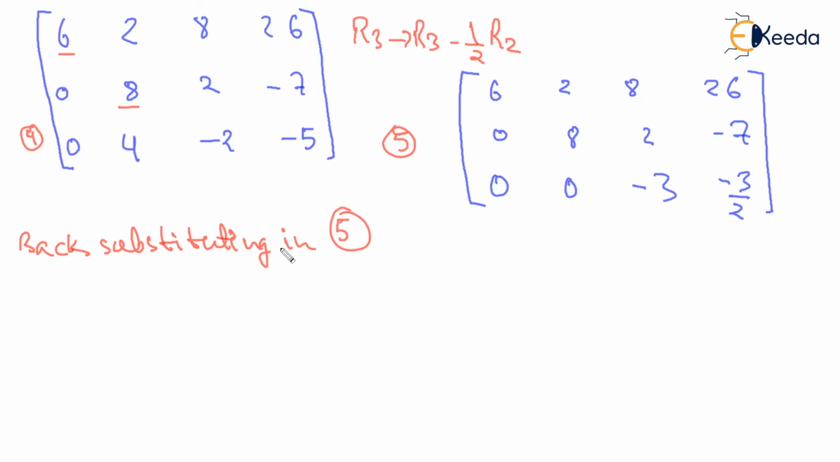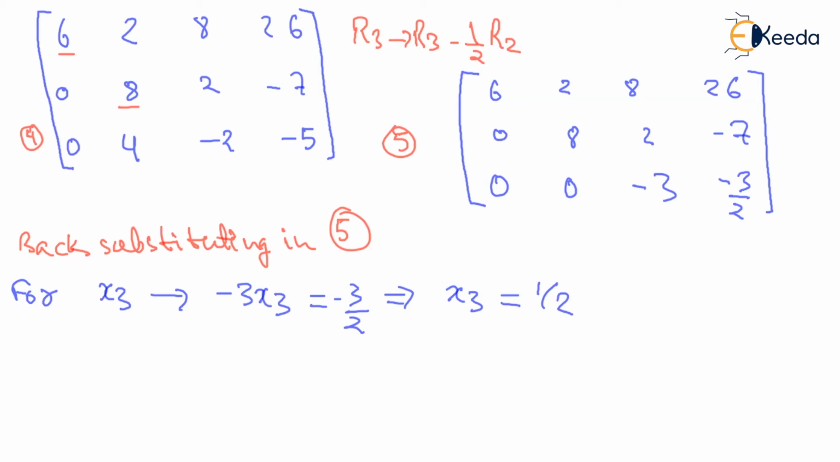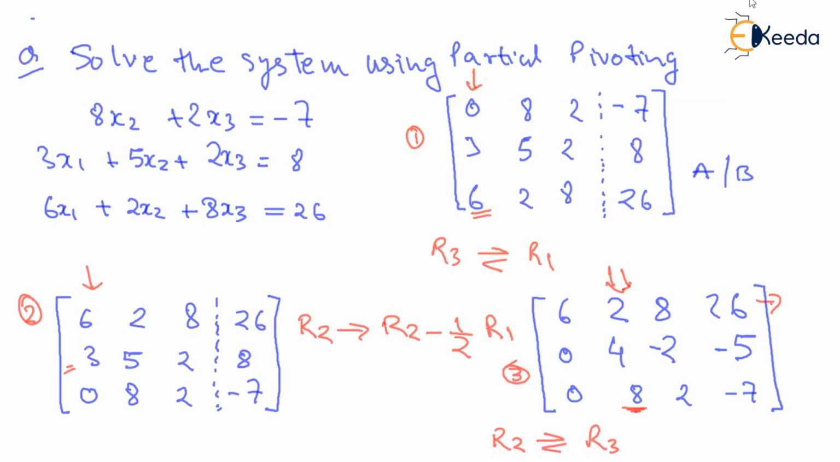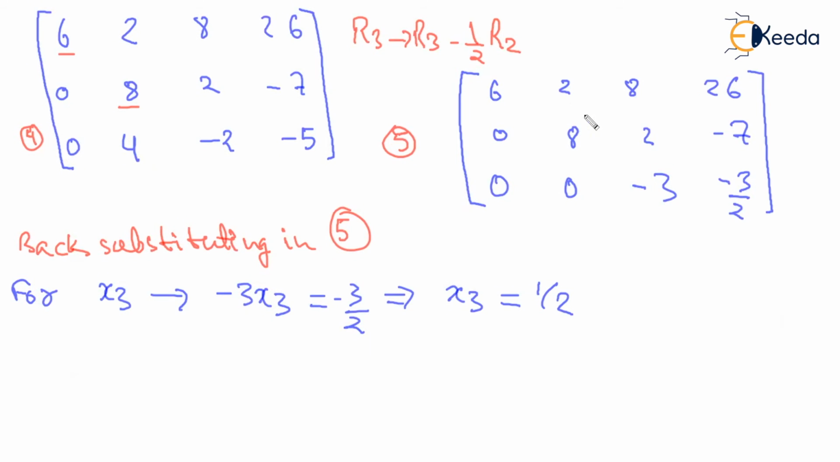In the fifth step, from the last equation we can see for x3, -3x3 is equal to -3 by 2. This gives x3 is equal to 1 by 2. Yes, x1, x2, x3. So x3 becomes 1 by 2.